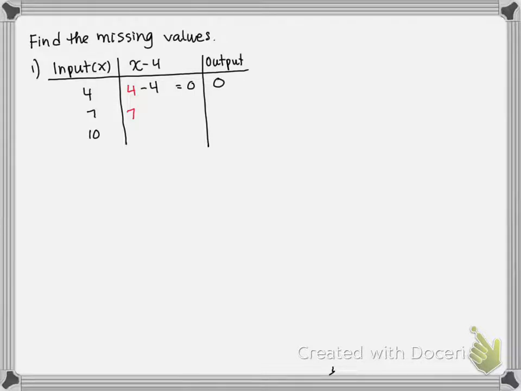We get 7 minus 4, that equals 3. So that goes in the output. So when I put in 3 into the rule, I get out... when I put in 7, I get out 3. Okay.